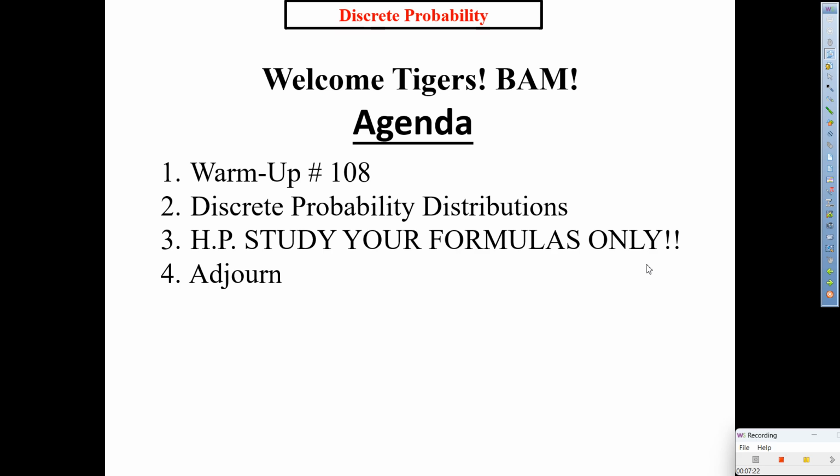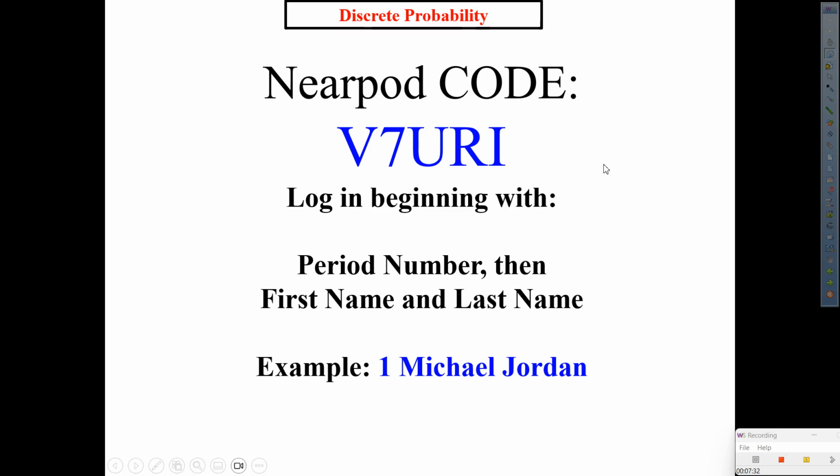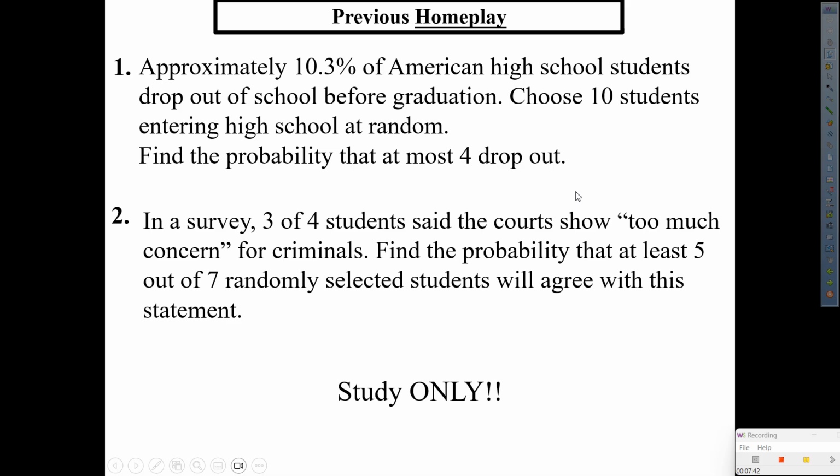All right, copy this code. Trust me, you do need this code. V7URI. My oh my, Mr. Q, what is that? Well, and by the way, last night's home play, it's a gift from me to you. Thank you, Mr. Q. You're welcome.